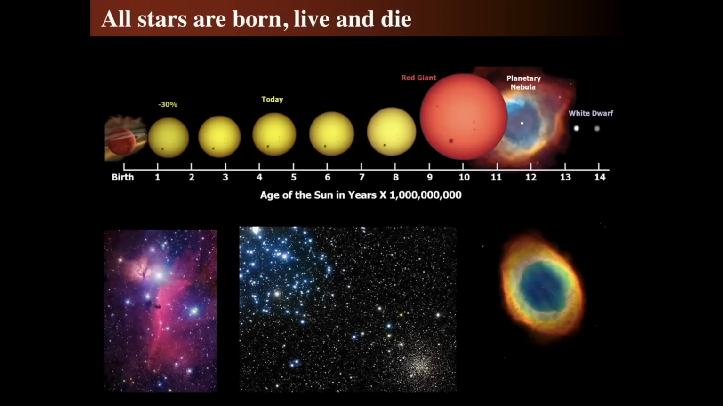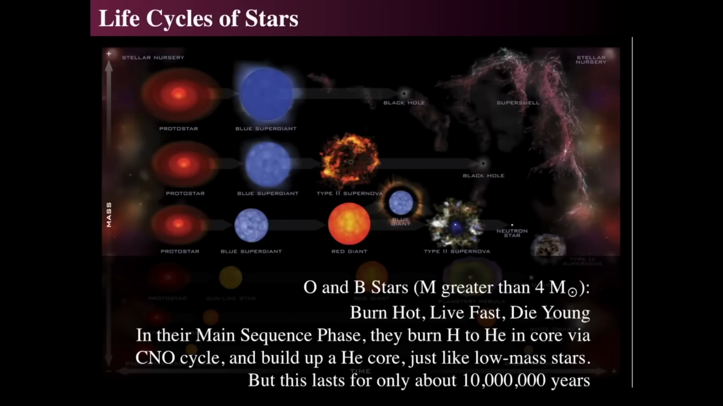We're going to look at more massive stars. Hot stars like O and B type stars, basically their masses are greater than about 4 solar masses. They burn extraordinarily hot, they live extremely fast lives, and they die very young.